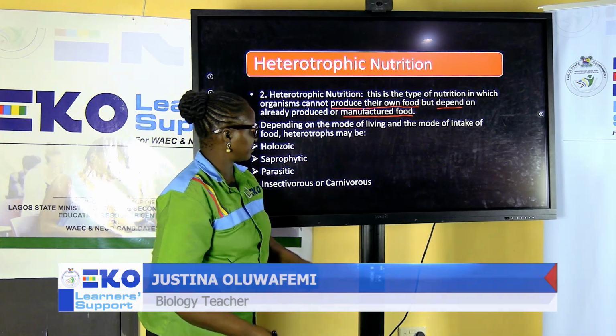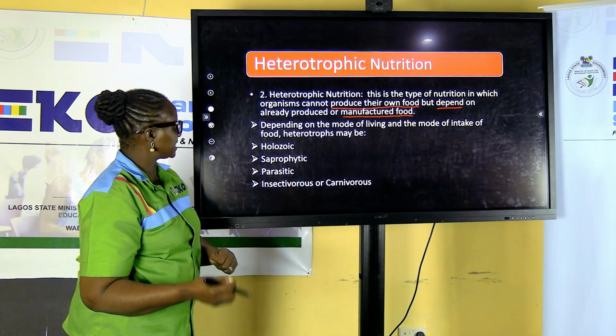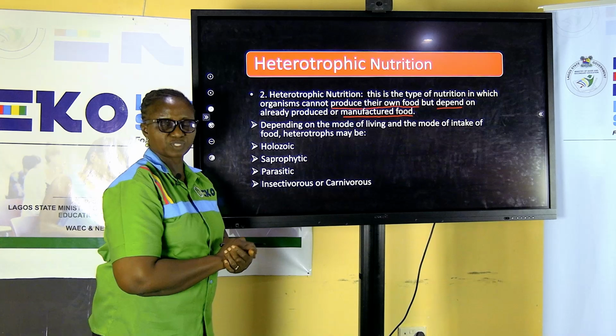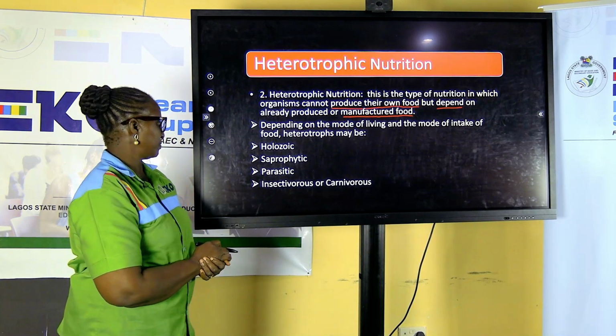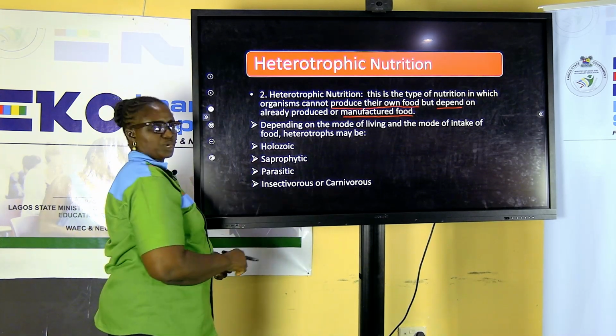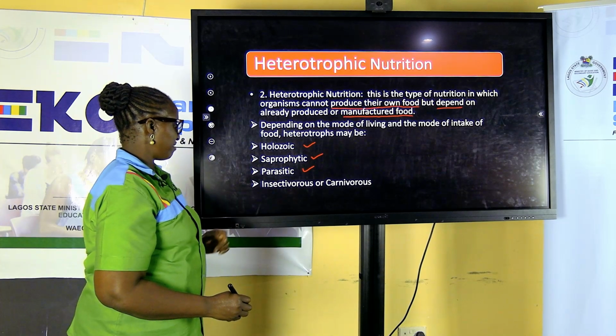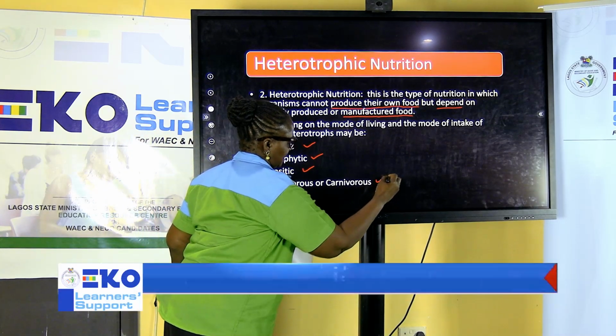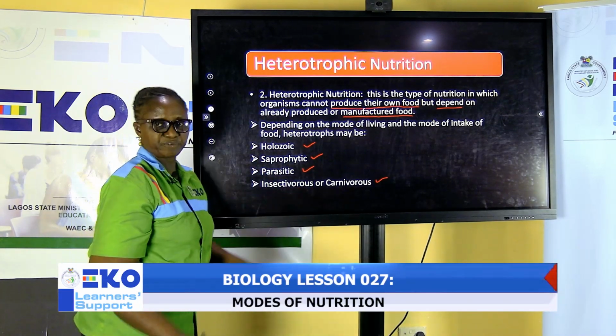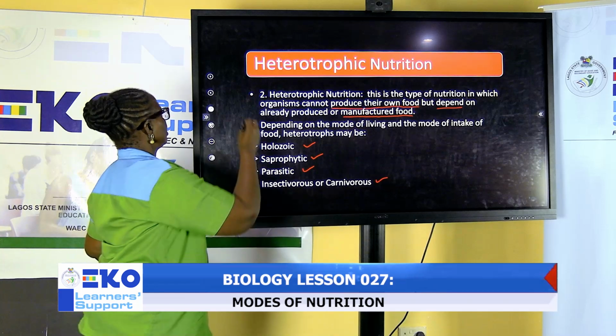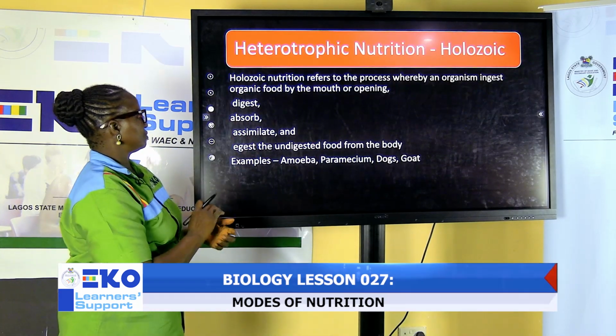Depending on the mode of living and the mode of intake of food, heterotrophs may be further divided into the following. The first is holozoic nutrition, followed by saprophytic nutrition. The next organisms are called parasitic. And what we have as the last for this lesson is insectivorous or carnivorous mode of nutrition.